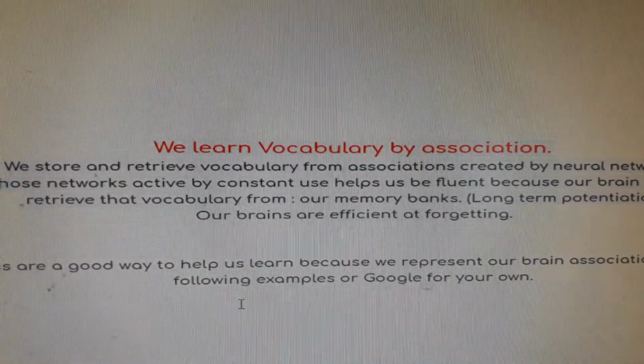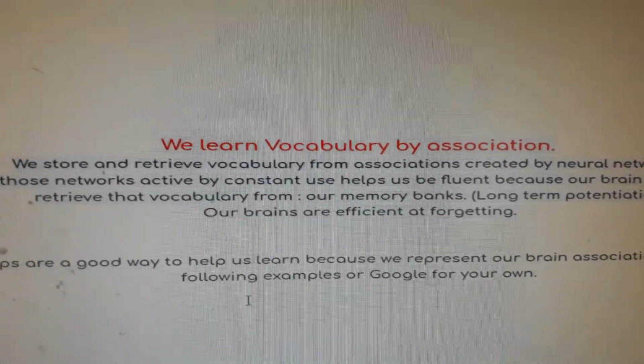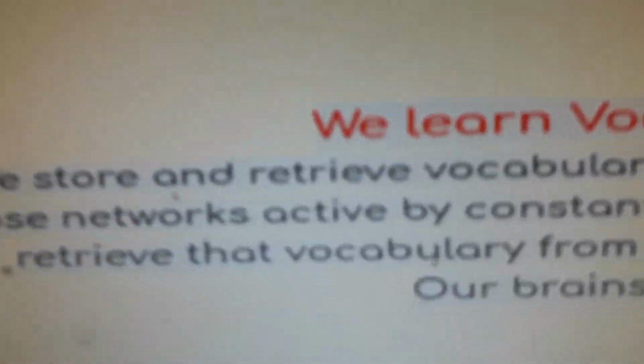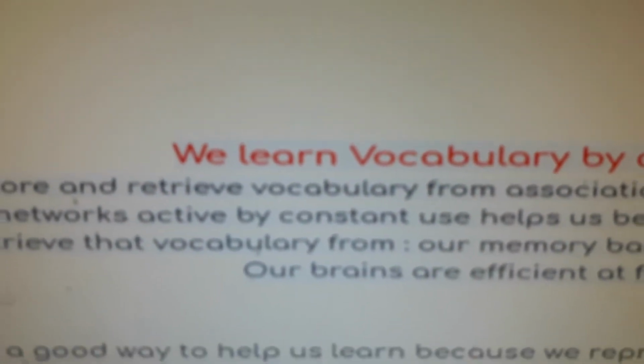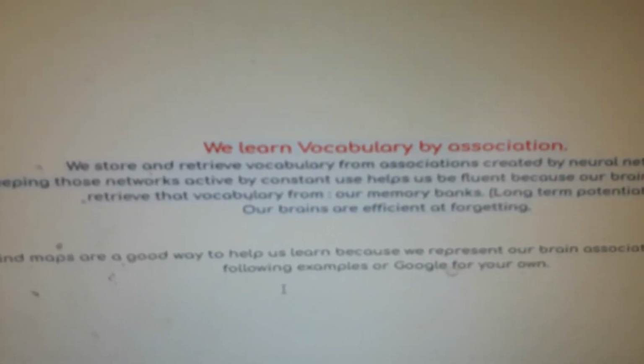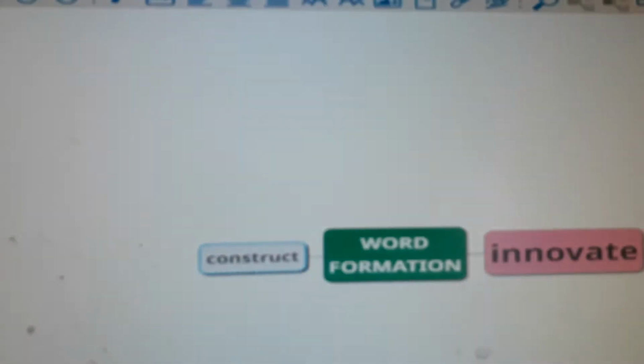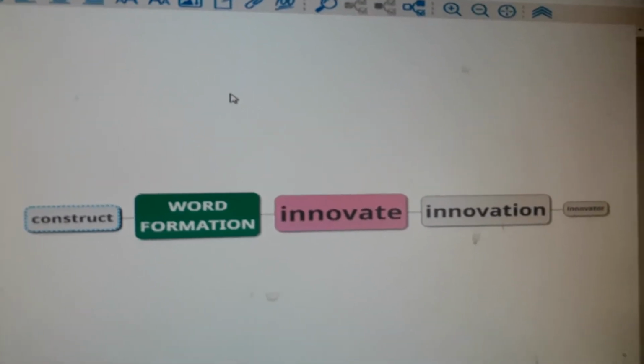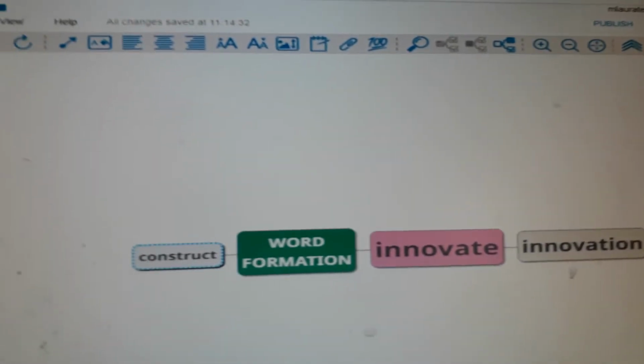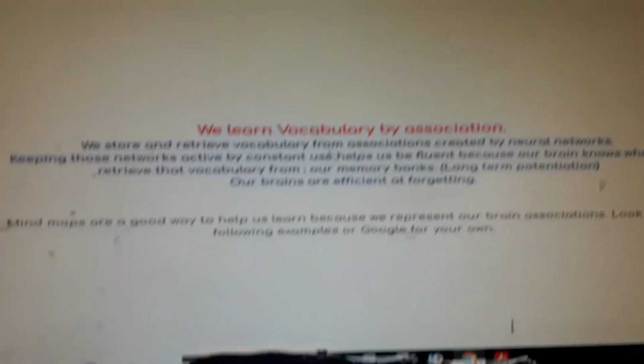Naturally, our brains are efficient at forgetting. That is why we have to keep the networks active by constant use. In other words, use it or you lose it. To help create this association, mind maps, like the mind map we are going to create for word building, are a very efficient tool.